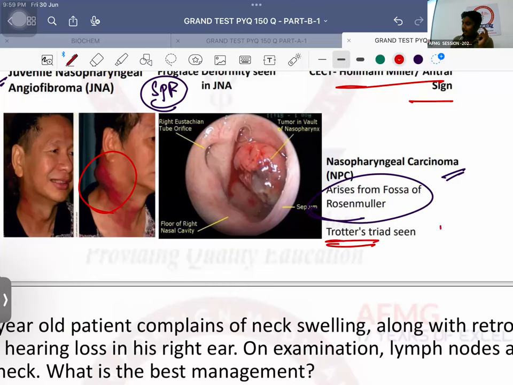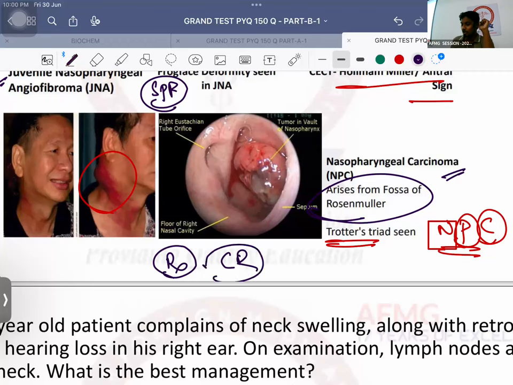Which triad is seen? Trotter's triad. NPC. N for neuralgia, due to which nerve involvement? Fifth nerve involvement. Palatal palsy due to 10th nerve involvement. And unilateral conductive hearing loss. Treatment will be chemo-radiation.